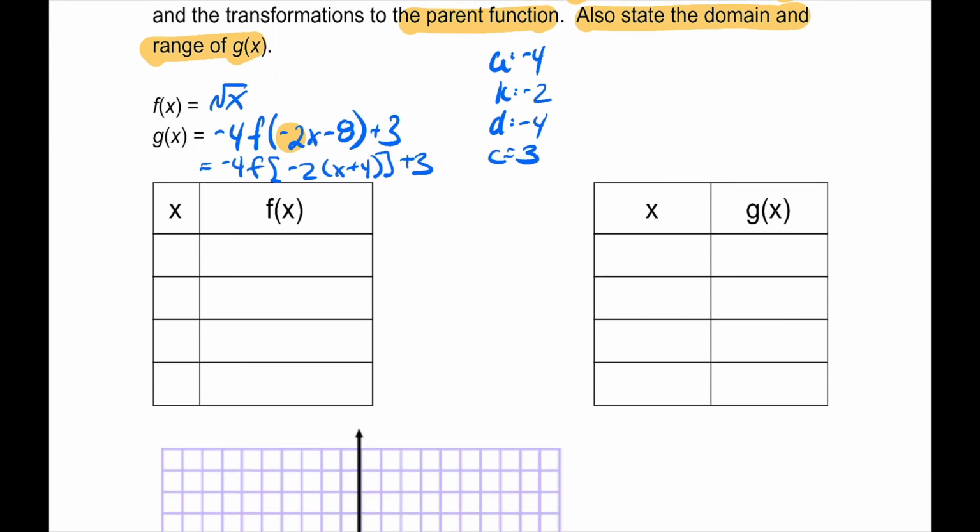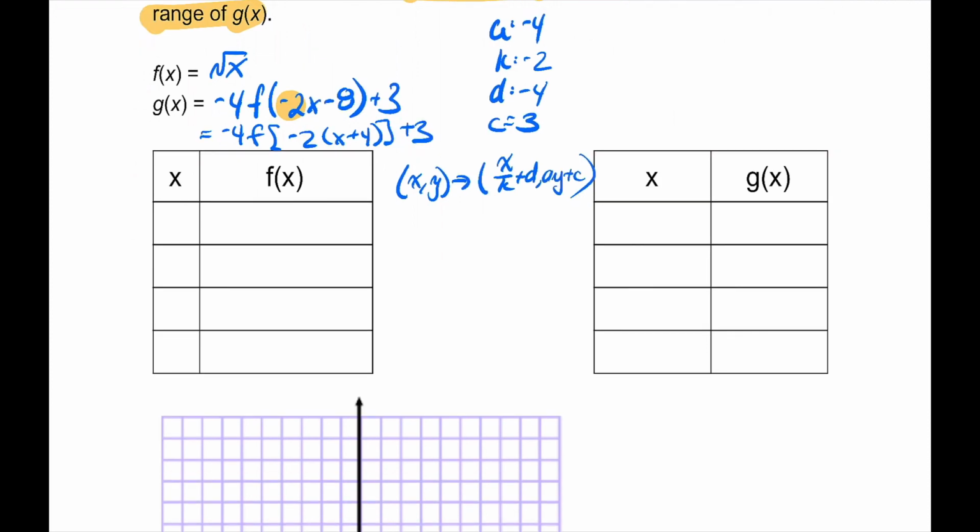So how do I define my mapping notation? So again, x, y goes to, in this case, x over k plus d, a times y plus c. So we're going to write that out. We're just going to have to memorize that mapping notation. So let's plug in the values. So x comma y goes to x over negative 2, so d is going to be plus a negative 4, so this is going to be minus 4. And then my y value is going to be negative 4y plus 3.